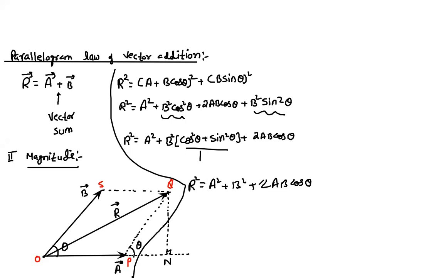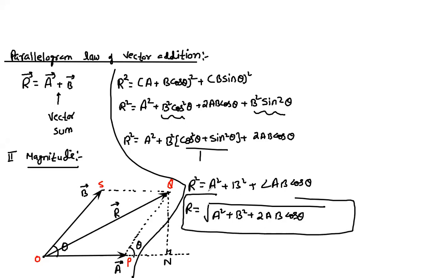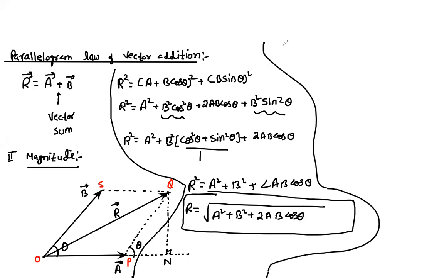So R square is A square plus B square plus 2AB cos theta. So you can simply write this as R is root over A square plus B square plus twice of AB cos theta. So this is how we calculate magnitude while using parallelogram. Now after magnitude, we can as well calculate direction, because a vector doesn't have meaning without direction. Vector is incomplete unless you mention direction. So for direction, let's say this resultant is making an angle beta with the vector A.